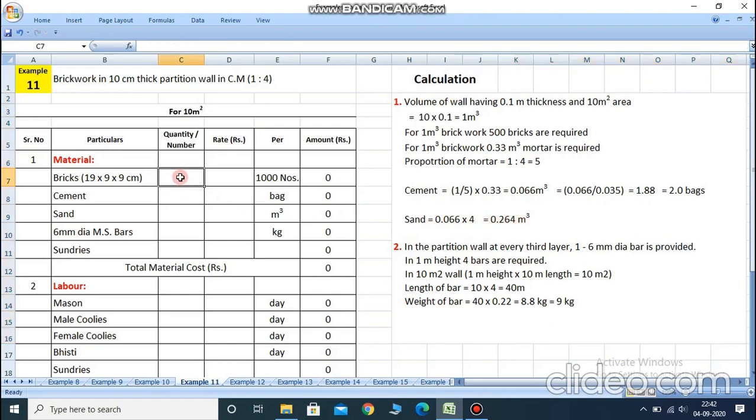So let's rewrite. We require 500 numbers of bricks. Then the cement quantity is 2 bags, and the sand quantity is 0.264.